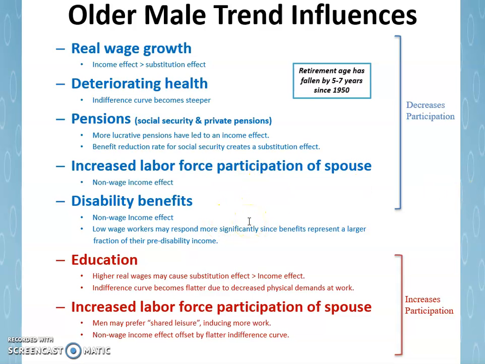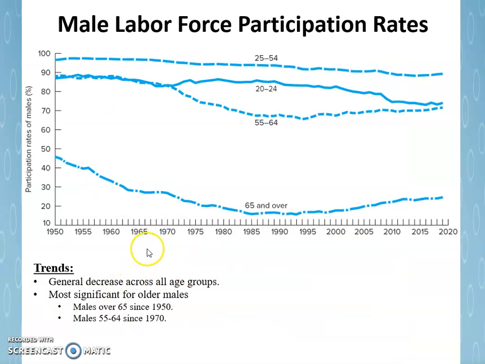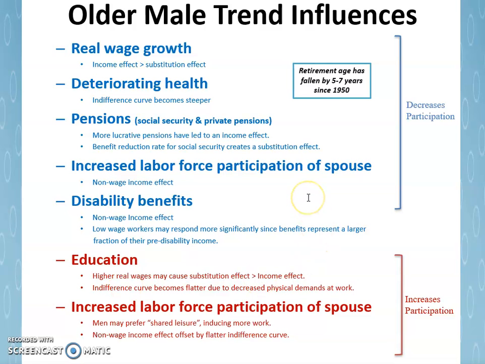Disability benefits are another factor that need to be considered. These really took hold in the late 60s, early 70s period, and you'll notice that the 55 and over group really starts to drop in terms of participation, and we continue the drop for 65 and over. Disability benefits are a non-wage income effect. And notice the pattern here that we have a non-wage income effect from disability, from the working spouse, and from these pensions. In all three of these cases, what does it do? It causes these older males to work less.